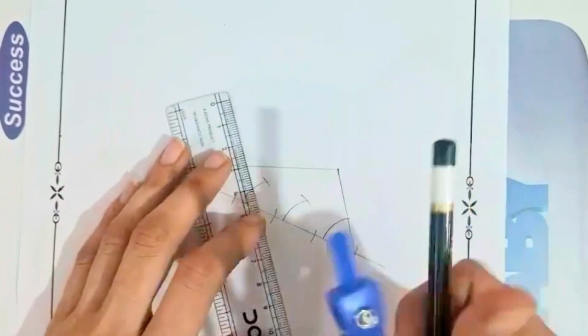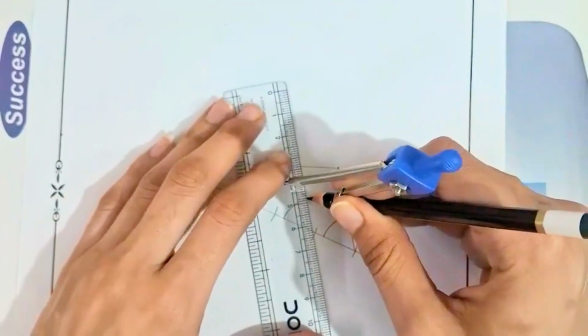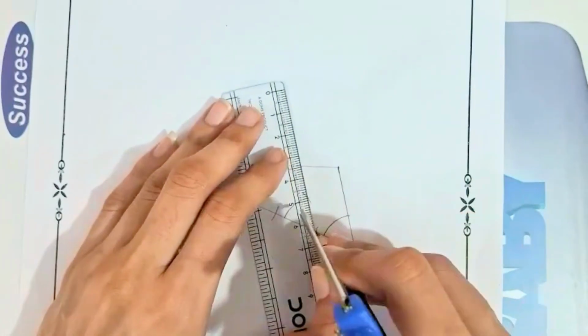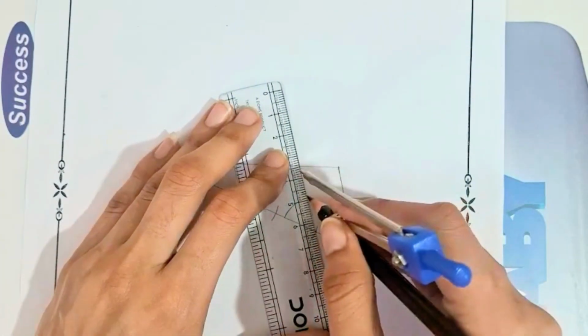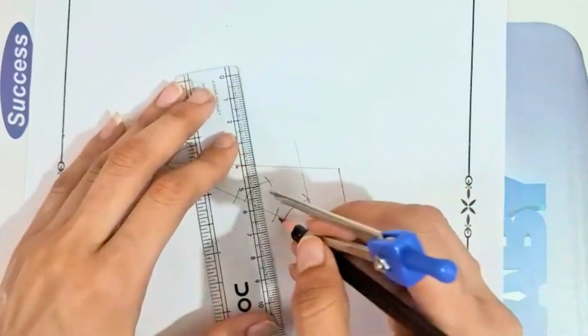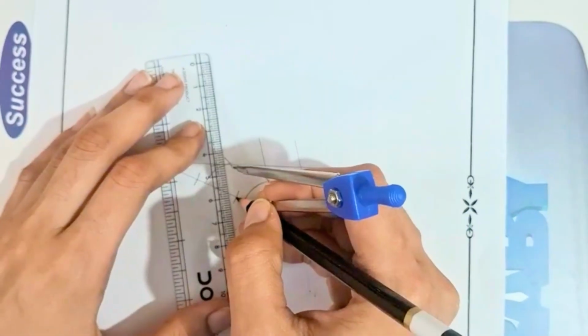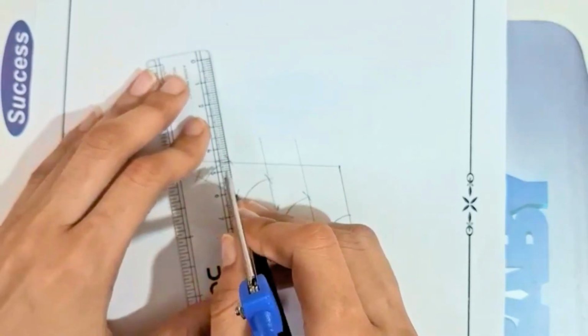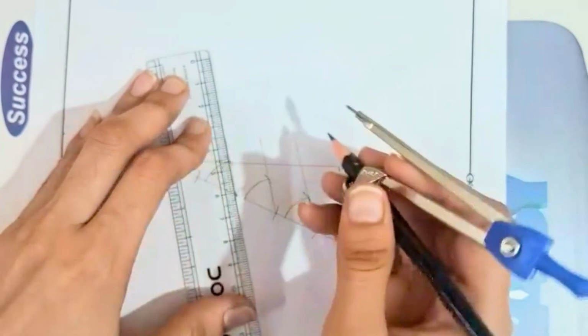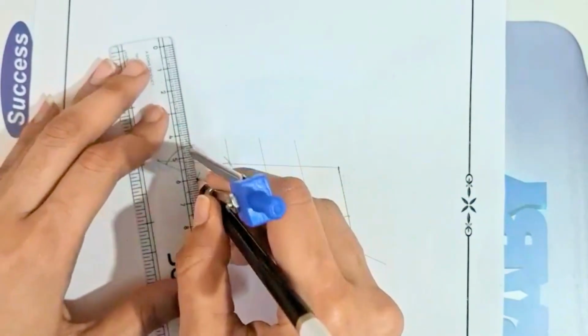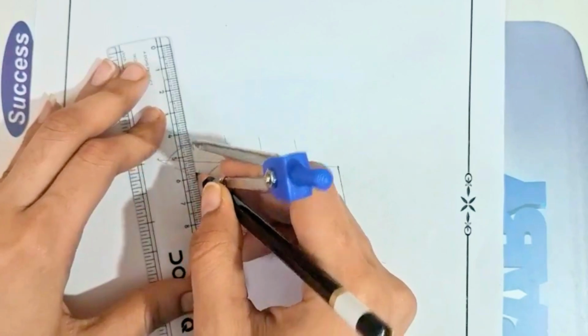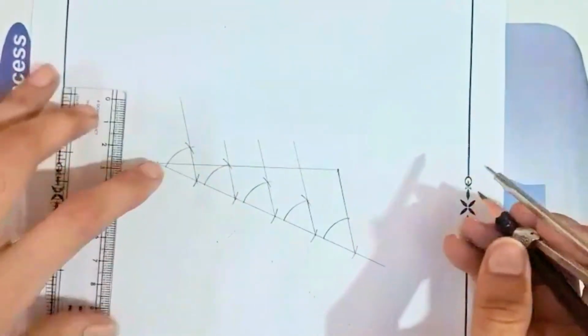Now join this intersecting point to the arc. Similarly with this one. Same with all, like this, and the last one.